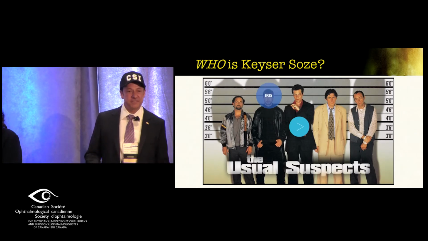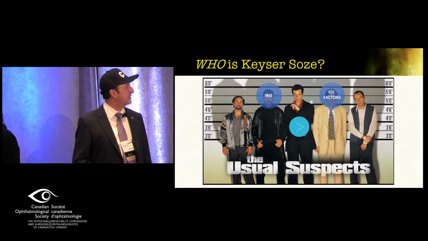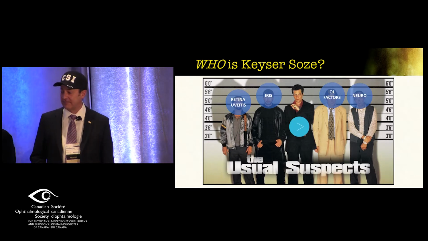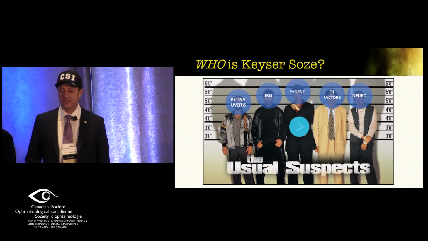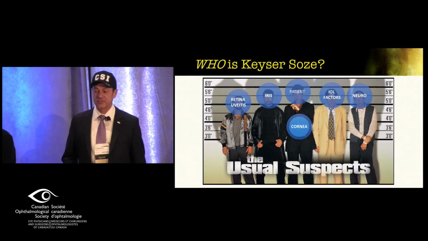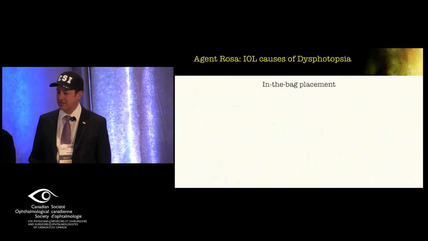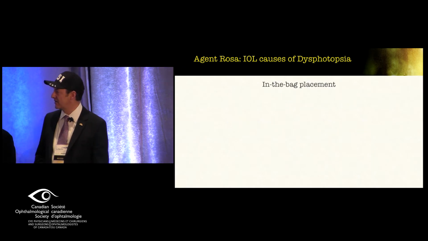So, causes of dysphotopsias: iris, IOL factors, retina, uveitis, neurological factors, patient factors, as well as corneal factors. So, this is Agent Rosa. What are the differential or causes of the IOL causes of dysphotopsias?